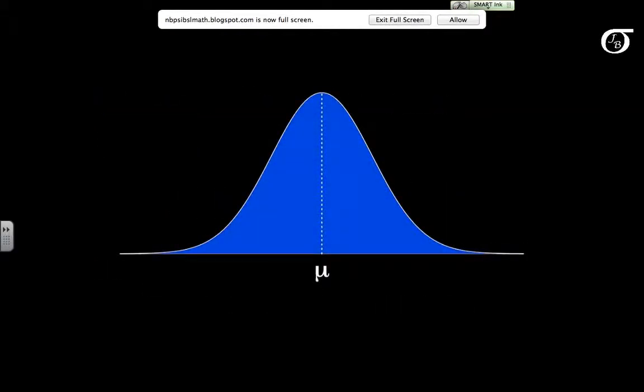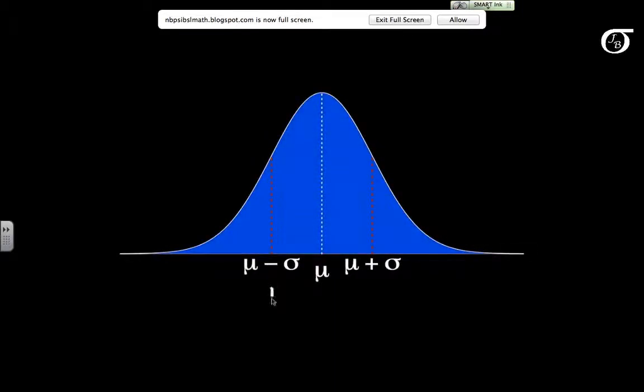Here's a normal distribution plotted out. Mu, the mean, is also right smack dab in the middle of the distribution. The distribution is symmetric about mu. So mu represents the mean of the probability distribution, and it's also the median of the probability distribution. Now let's try and get some perspective for what sigma represents.